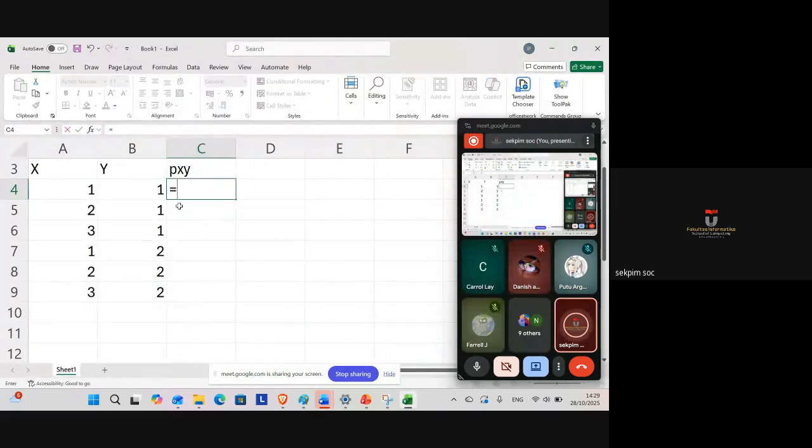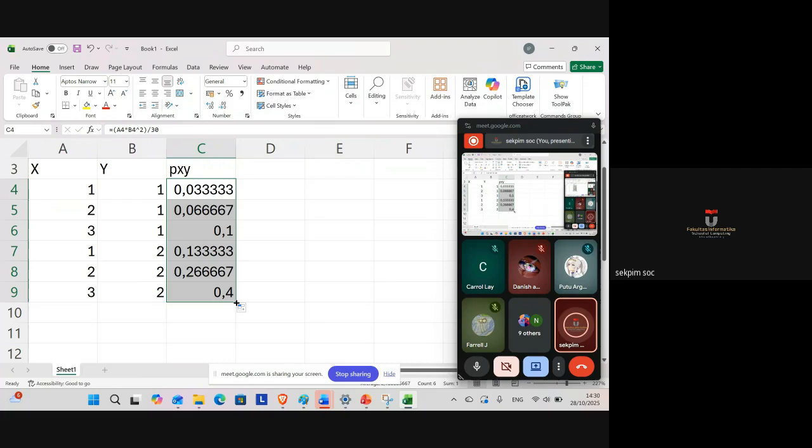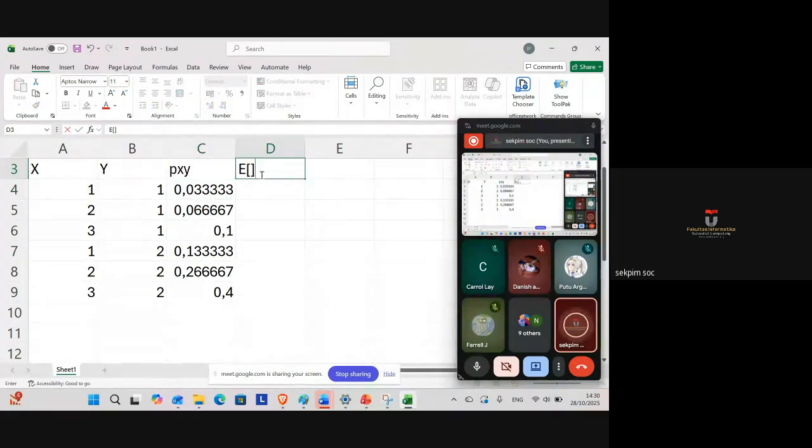It's x times y squared, divided by 30, right? Okay, so this is the value. And just check the sum. This is the value of this. Okay, so this is the expectation of xy. This is pxy, and the thing that we want to calculate is the expectation of x.